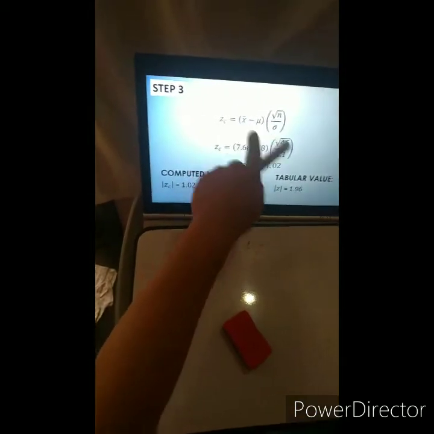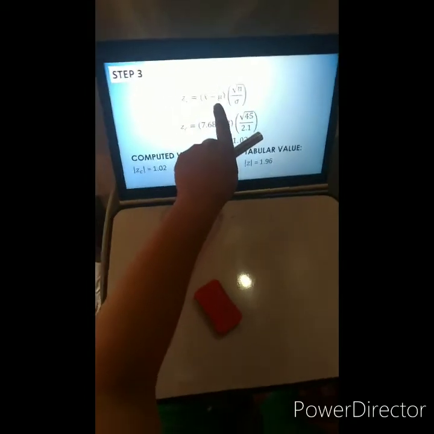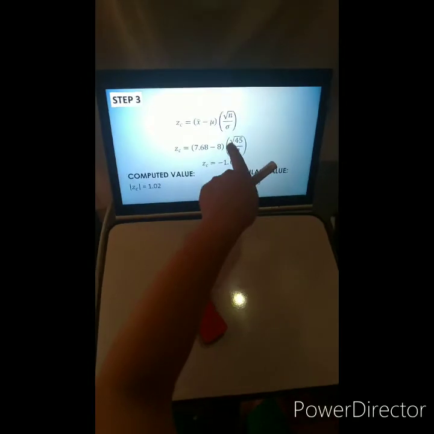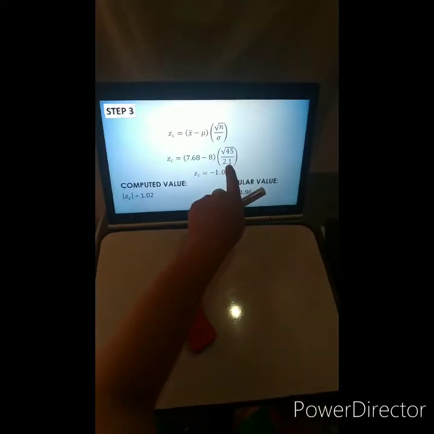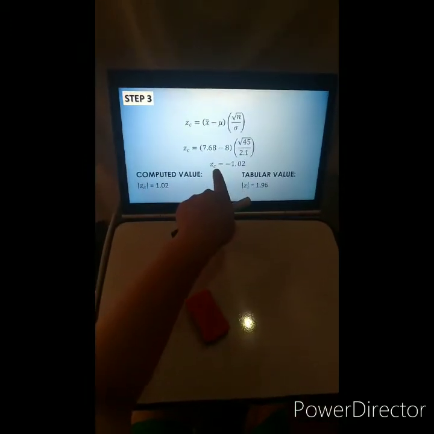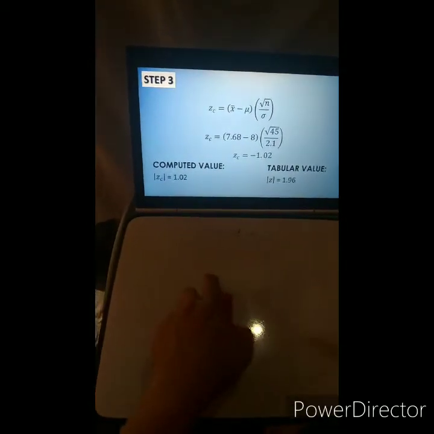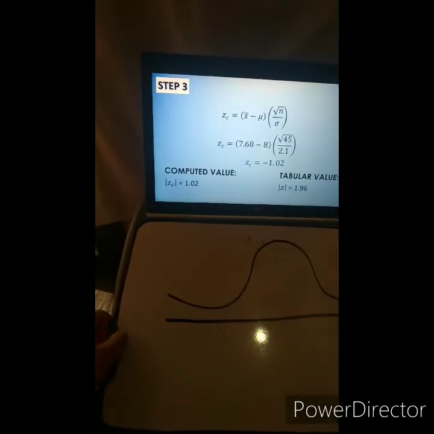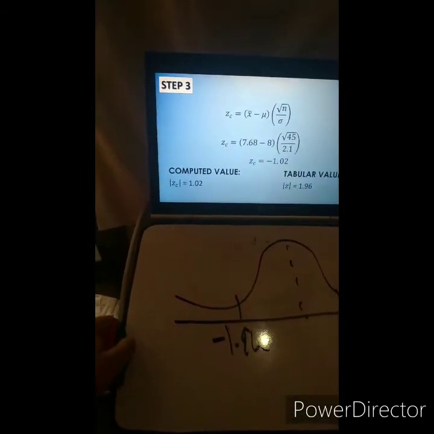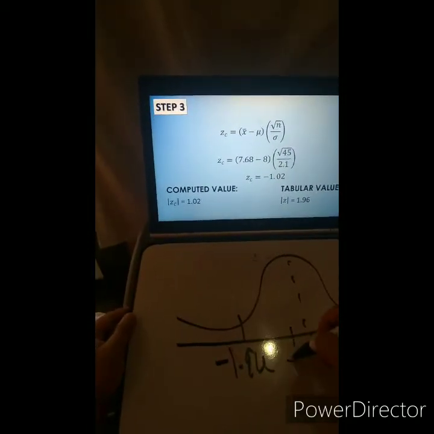So our sample mean is 7.68. Our population mean is 8. So 7.68 minus 8 times the quantity square root of 45 all over 2.1, where 2.1 is the population standard deviation. So the answer is z computed value is equal to negative 1.02. Let's go back. Negative 1.96, positive 1.96. What we have solved is negative 1.02.